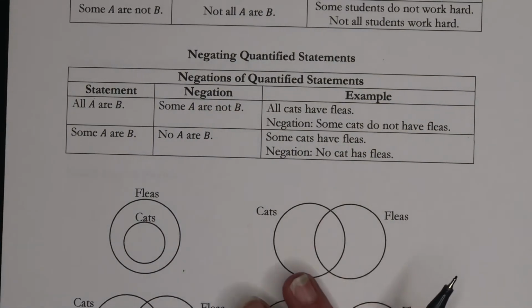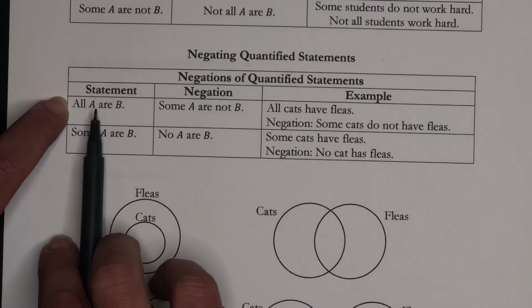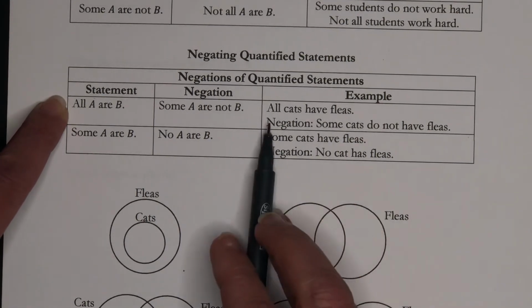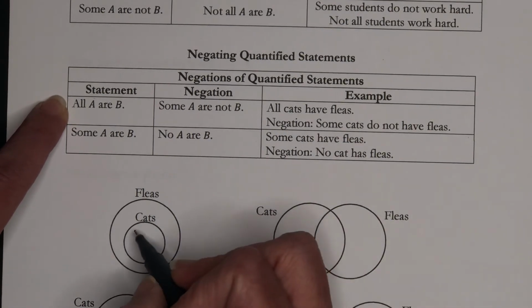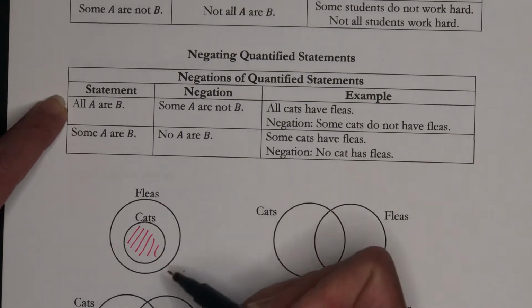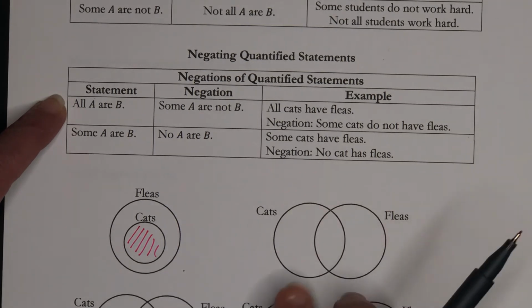Okay, now we can look at this with a Venn diagram. I told you that there is a very close relationship between sets and logic. And we can look right here for this statement. All A are B. This can be represented with a Venn diagram like this. All cats have fleas. Here are all my cats, and they are entirely inside the fleas.